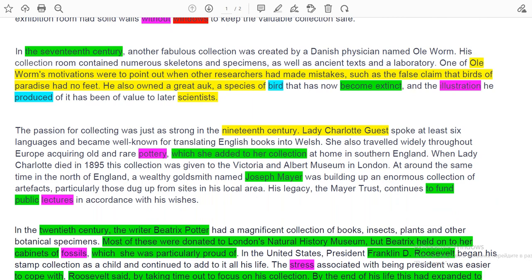Once again, you need to focus on the 17th century. Then after that, Audubon. So here it is, 17th century and Audubon. Audubon's motivations were to point out when other researchers had made mistakes, such as the false claim that birds of paradise have no feet. He also owned a great auk, a species of bird that has now become extinct, and the illustration he produced of it has been of value to later scientists.